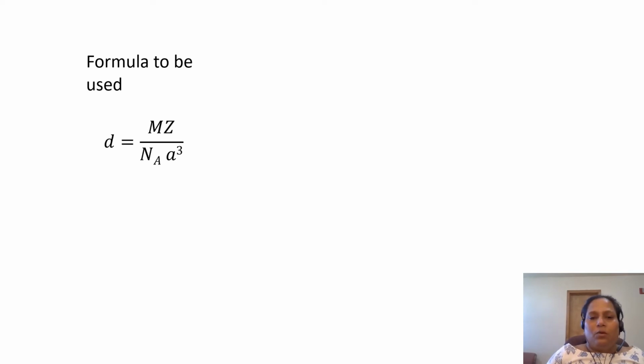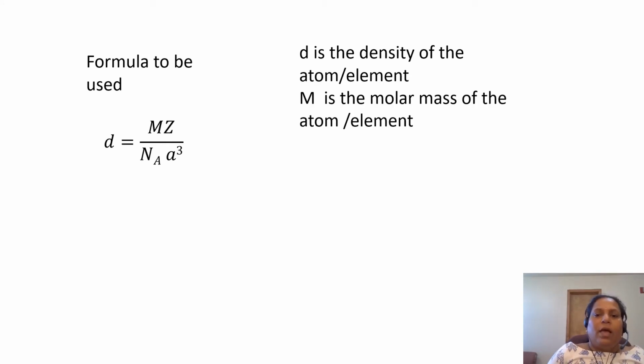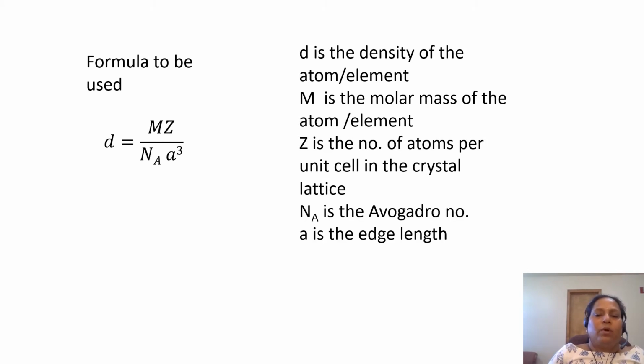Now the formula to be used is D is equal to MZ upon Na multiplied by A cube, where D is the density of the atom or the element. This we have to find. M is the molar mass of the atom or the element. Z is the number of atoms per unit cell in the crystal lattice, and Na is the Avogadro number. The Avogadro number value is 6.022 into 10 raised to the power of 23, and A is the edge length.